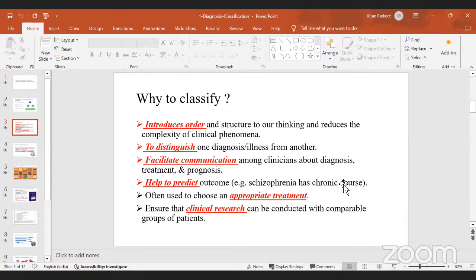Okay, it will help you to conduct your clinical research. You can have a control group and an experimental group. So how will you identify which is going to be a control group? For the experimental group, I'm going to select people having schizophrenia. So how will I decide who has schizophrenia? I will use my classification system to identify persons showing these particular symptoms, and then include those people in my research. So, why classify?